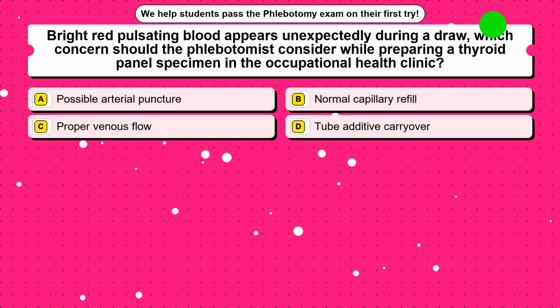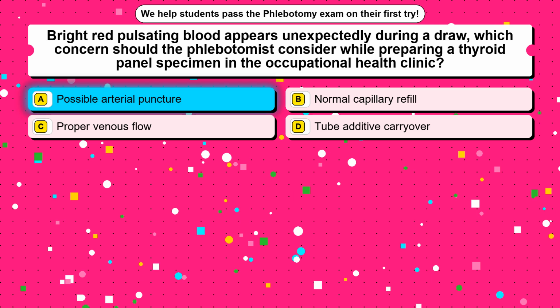Question 29. Bright red pulsating blood appears unexpectedly during a draw. Which concern should the phlebotomist consider while preparing a thyroid panel specimen in the occupational health clinic? Option A. Possible arterial puncture. Option B. Normal capillary refill. Option C. Proper venous flow. Option D. Tube additive carryover.